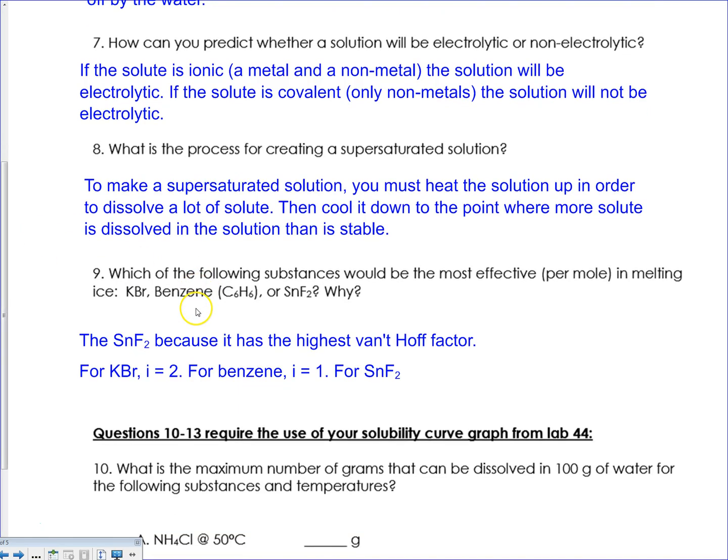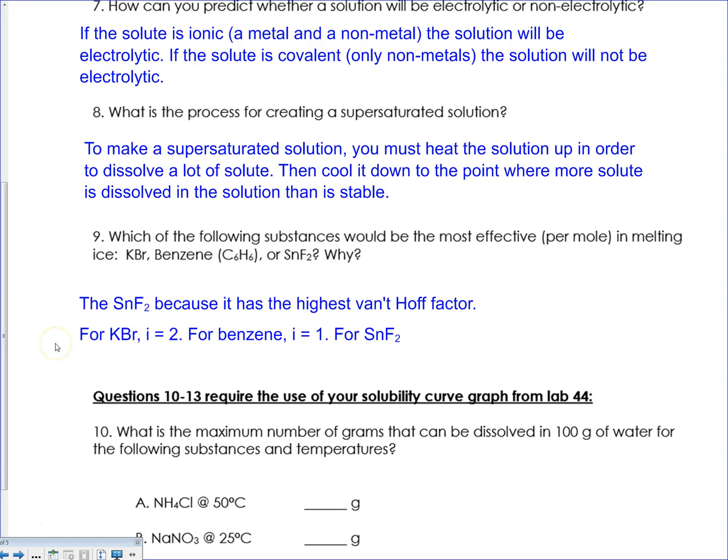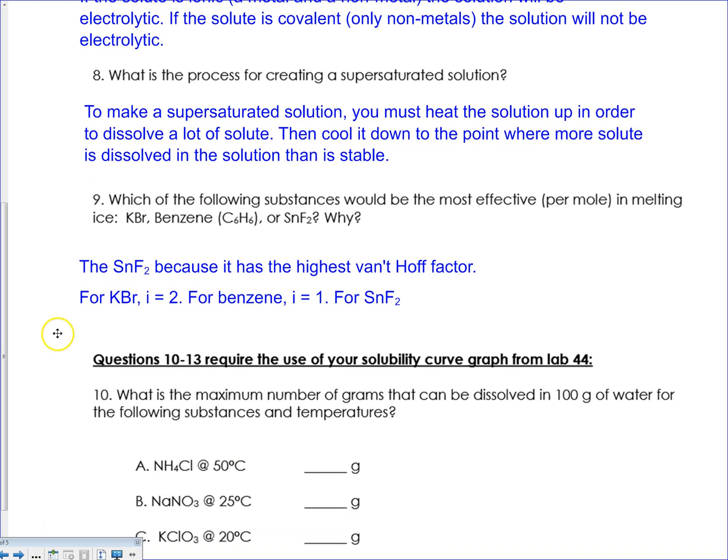All right, this is talking about the Van 't Hoff factor and how many pieces something's going to break into. So this also has to do with electrolytes and non-electrolytes. So KBr here, that's ionic, so it's going to split into two pieces. Benzene just has carbon and hydrogen, so that's a covalent molecule. It's nonpolar, it's a non-electrolyte, so it's not going to split up, so that will just be one piece for benzene. SnF2, that's a metal and a non-metal, so that's ionic, so it's going to split up. And so it's going to be 2 for the Van 't Hoff, or sorry, 3 for the Van 't Hoff factor for that.